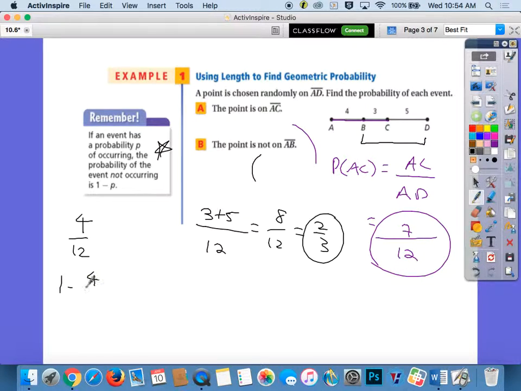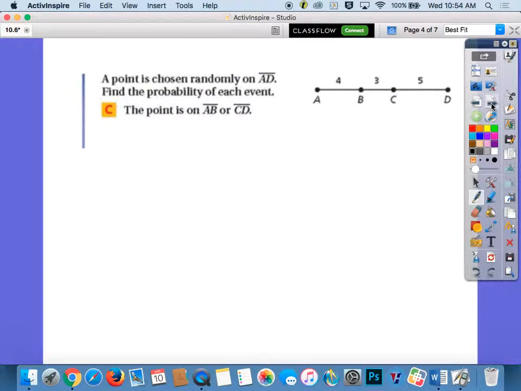So 1 minus 4 over 12 is going to give you the probability of not landing on that, which again is going to be 8 over 12. So sometimes it might be easier to add what's left behind. Sometimes it may be easier to subtract. Whatever method you prefer, I'm fine with.